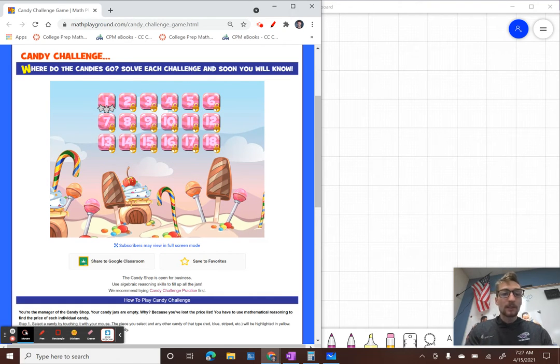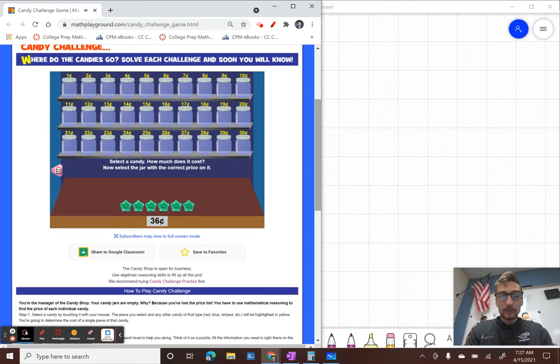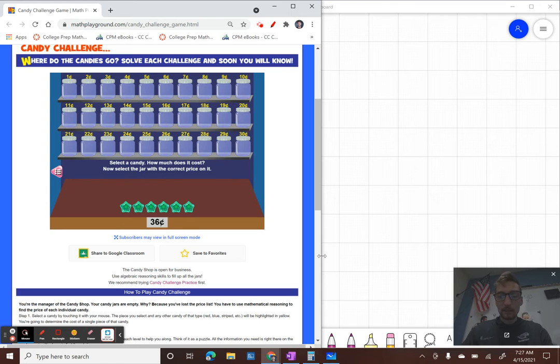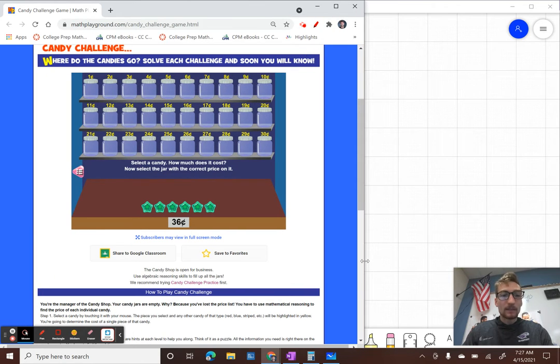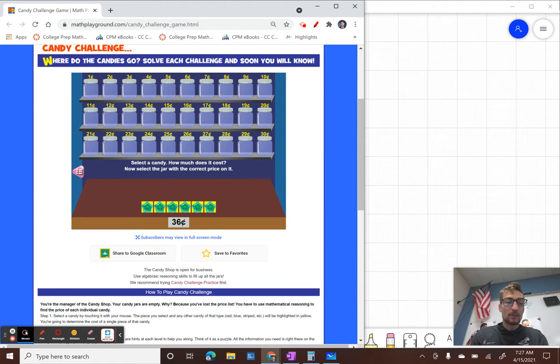So I'm going to go here to the candy game, and I'm going to click on level 1. So now if you can see on my screen, let me make this a little bit bigger for you. It says, solve each challenge and figure out how much each of the candies costs. You're going to put these candies in the corresponding jars. So for example, in this first problem, I have 1, 2, 3, 4, 5, 6 candies, and they add up to 36 cents. So how much does each candy cost if there's 6 of them and they cost 36 cents total? Well, we're going to create an equation for that.